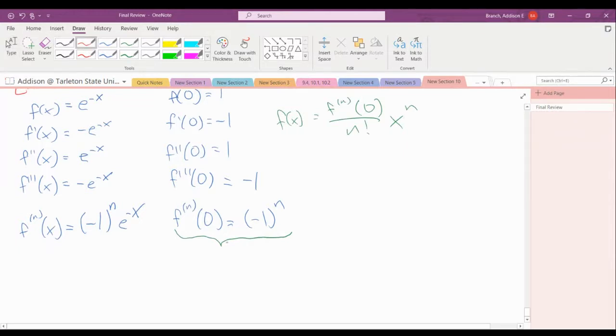We can see how we have our f^n(0) right here, f^n(0) right here. So now we can just plug that straight into our formula, so where we can get f(x) is equal to (-1)^n over n factorial times x^n. And that will be our final answer.